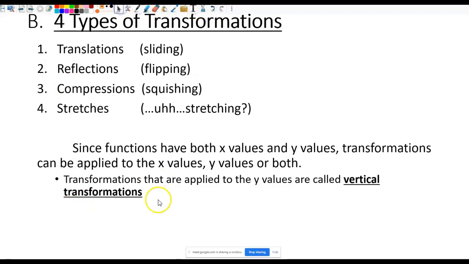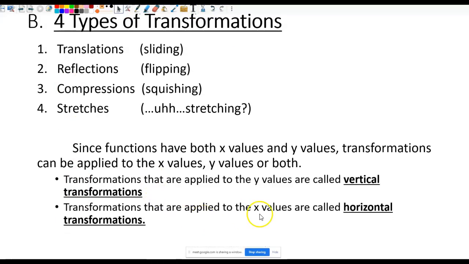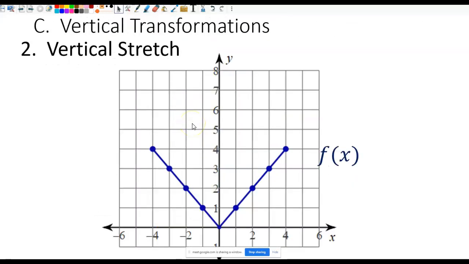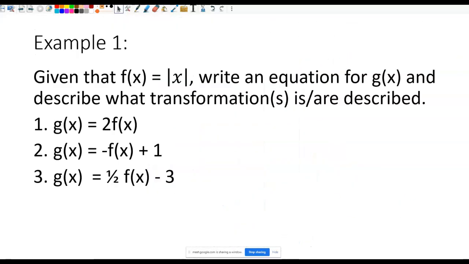But whenever you do something to the x value, you get a horizontal transformation. So what that looks like is, instead of doing something to the f of x, we do something inside the parentheses to the x itself. And that results in horizontal transformations. It causes the graph to either slide, flip, squish, or stretch horizontally. So let's take a look at that.